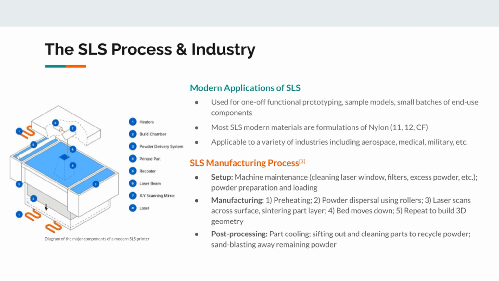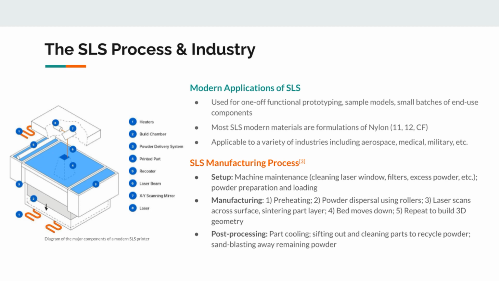You have step 1, which is preheating. Step 2, the powder being dispersed using rollers. Step 3 is the laser scans across the surface, sintering the part layer. Step 4 is that the bed moves down, and then step 5 is to repeat to build 3D geometry.